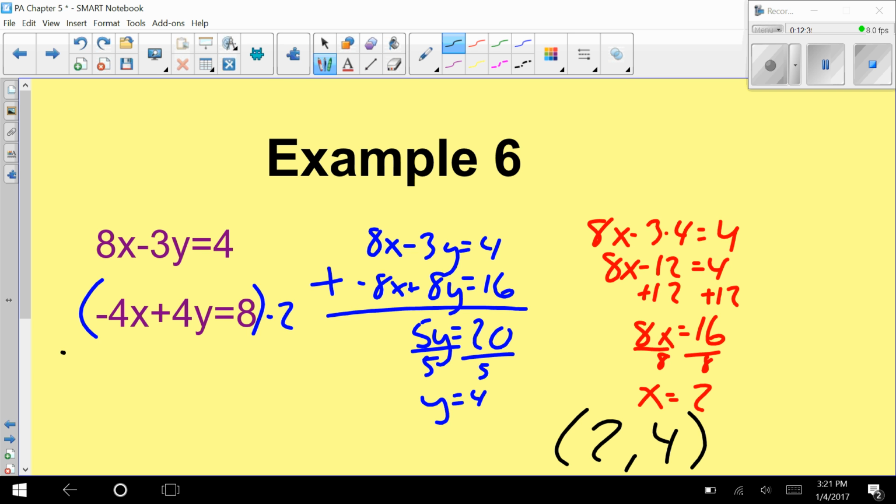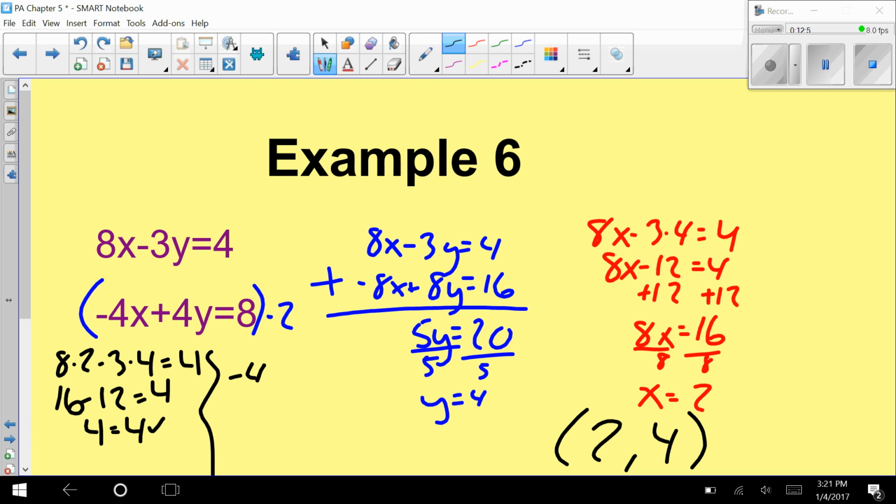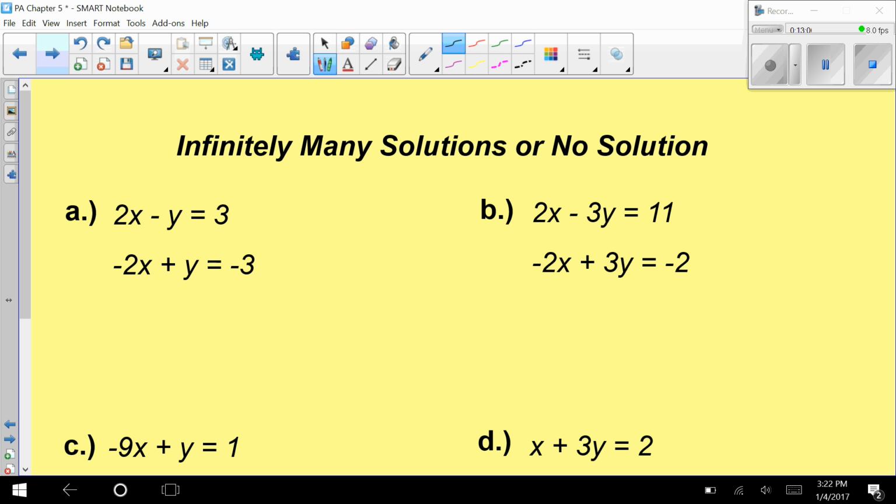Let's double check that. 8 times 2 minus 3 times 4 should equal 4. Well, that's 16 minus 12, and 16 minus 12 is 4. That works. And then we have negative 4 times 2 plus 4 times 4 should equal 8. Negative 4 times 2 is negative 8. 4 times 4 is 16. Negative 8 plus 16 is 8. It works. Now we're going to look at some infinitely many or no solution problems.